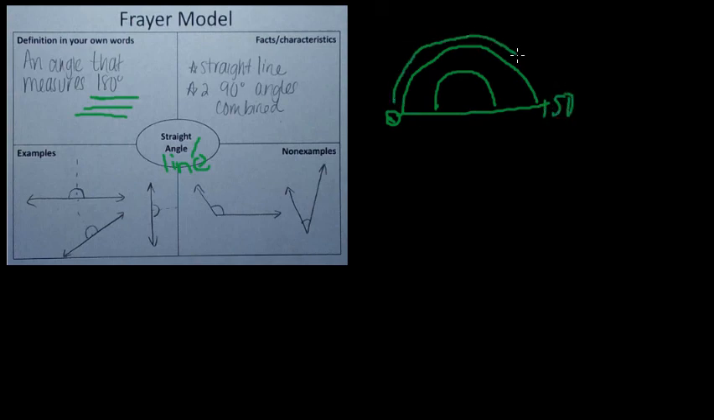Okay, and if you look at a protractor, we can show it to you in class. You'll see on the protractor, draw a little picture over here of a protractor. This would have 0 over here, and then it goes to 180. So your straight line starts at 0 and goes all the way to 180, leaving the straight line with 180 degrees. Facts or characteristics, simple.